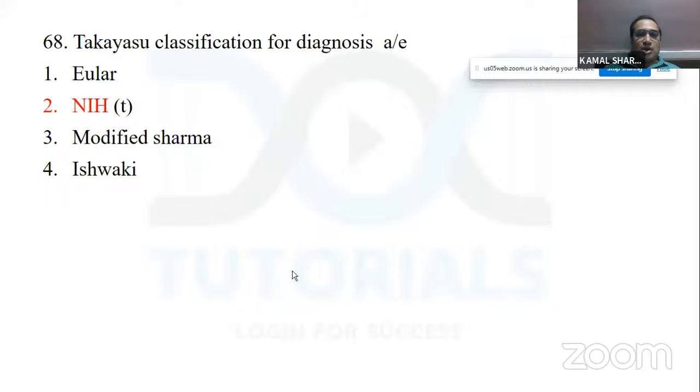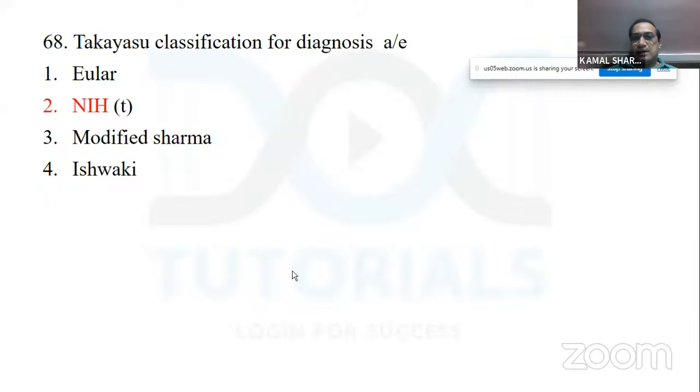Takayasu's, they asked you which of these are diagnostic criteria. So modified Sharma is a classification used for involvement. It's not a classification per se, but it's a categorization or grading or type of aortoarteritis, so which is correct.